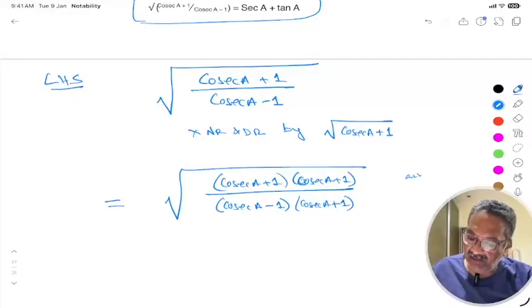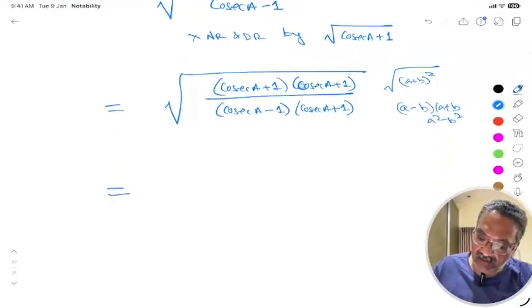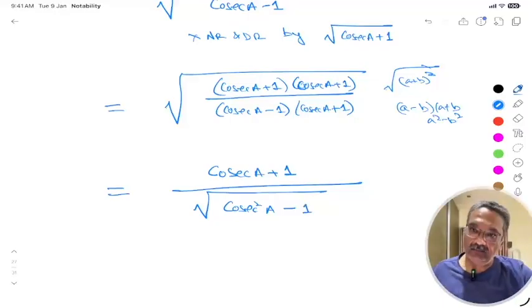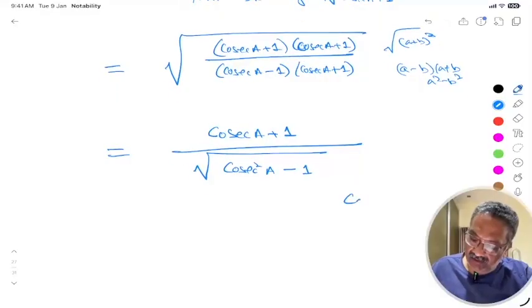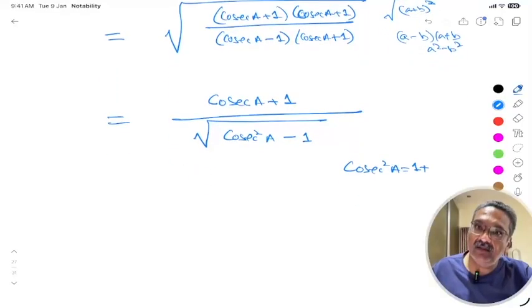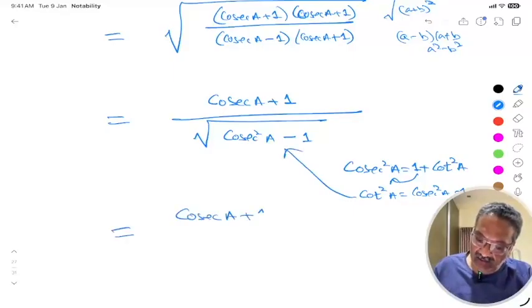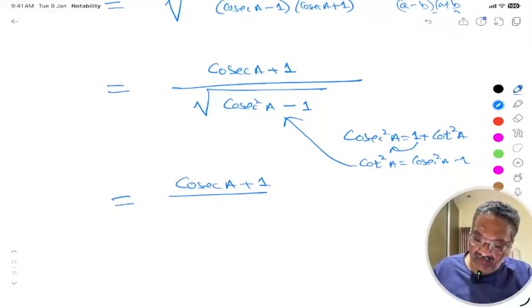Numerator becomes A plus B whole square root. Similarly, denominator becomes A minus B into A plus B, which is A square minus B square. So the square and root cancel, and I get numerator as cosecant A plus 1 divided by square root of cosecant square A minus 1 square, which is 1. Now we know the identity cosecant square A is equal to 1 plus cot square A. So cot square A is equal to cosecant square A minus 1. I will replace that here. I get cosecant A plus 1 divided by square root of cot square, which will be cot A.